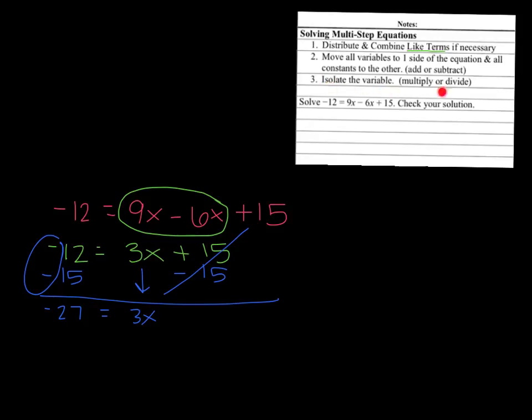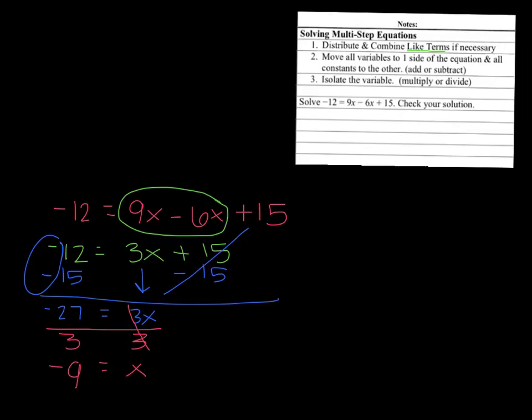All right, so now I'm down to my one-step equation, and if you notice step 3 here says to isolate the variable. So we need to do multiplication or division. So what's happening right here? It's 3 times x, so the opposite of multiplying by 3 would be to divide both sides by 3. 3x over 3, so the 3's divide out to make 1x, and negative 27 divided by 3 is negative 9.